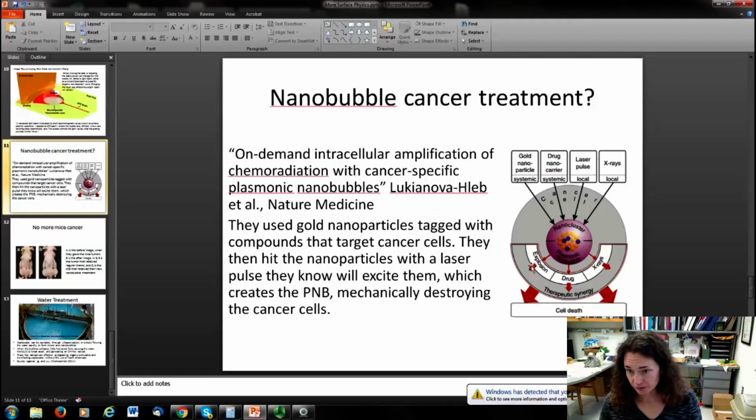Like I said here, they have a little explosion, which is due to the plasmonic nanobubble. They also have a drug that they've used within the nanocluster, and when the laser hits it, the drug is released. And then they also hit it with X-rays that are known to be targeted to help excite the gold clusters. So local X-rays, a local laser pulse, a drug nanocarrier, which is systemic, and a gold nanoparticle, which is systemic. So all killing cancer cells.